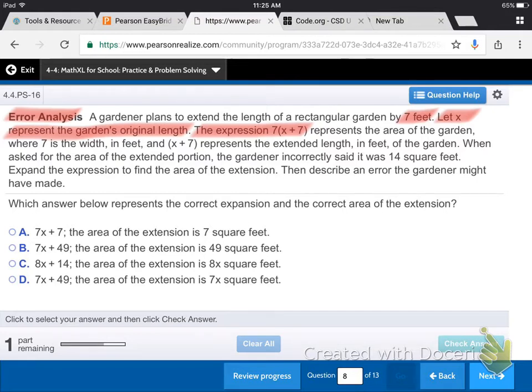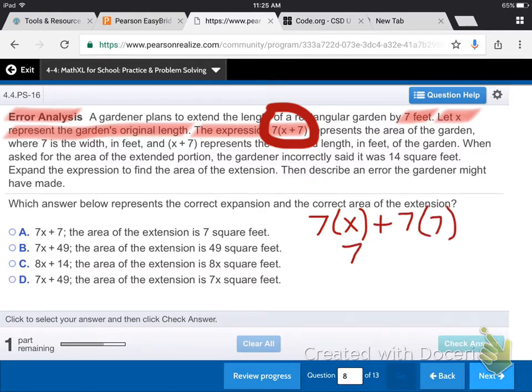When asked for the area of the extended portion, the gardener incorrectly said it was 14 square feet. Expand the expression to find the area of the extension, then describe the error. All right, so basically, we're going to take this term right here, 7 times x plus 7, and expand it. So that means 7 times x plus 7 times 7, just like we've been doing, which is 7x plus 49.